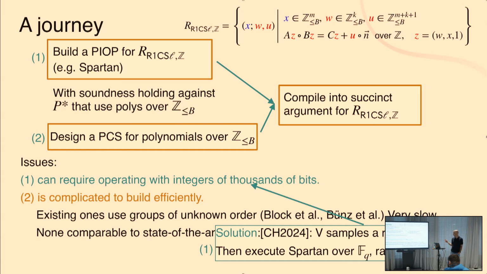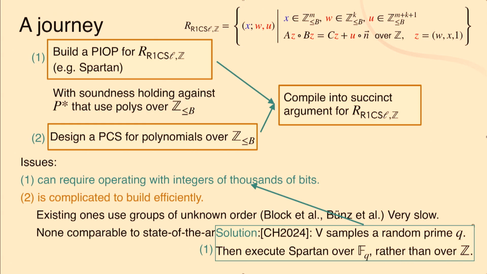There's this paper from last year by Campanelli and Hal Andersen, where they propose sampling a random prime q and then running the PIOP modulo the random prime. If you run the PIOP modulo a prime, then you don't have the issue of your integers blowing up in size. And if you guarantee that the prover is sending polynomials with coefficients of at most b bits, then the randomness guarantees that running modulo a prime stays sound.